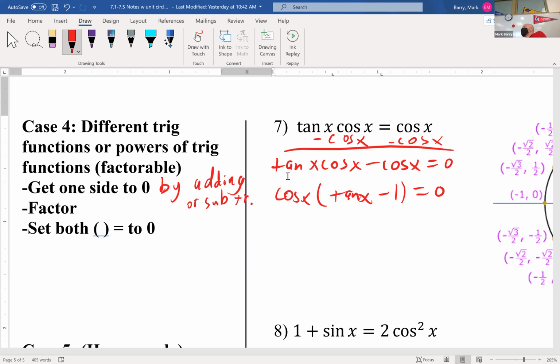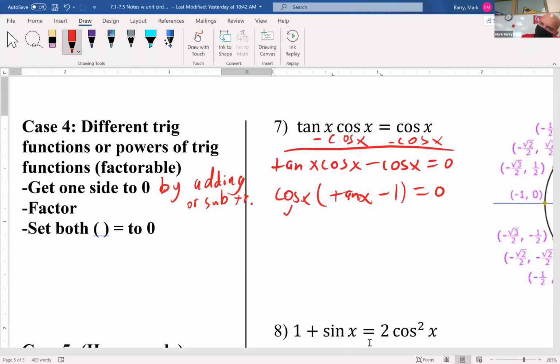Remember, GCF is kind of the opposite of distributive property. So I always like to check my work when I GCF by doing a quick distributive property in my head. So watch this. Cosine x times tan x gives me tan x cosine x. Cosine x times -1 gives me the negative cosine x. So verification complete.